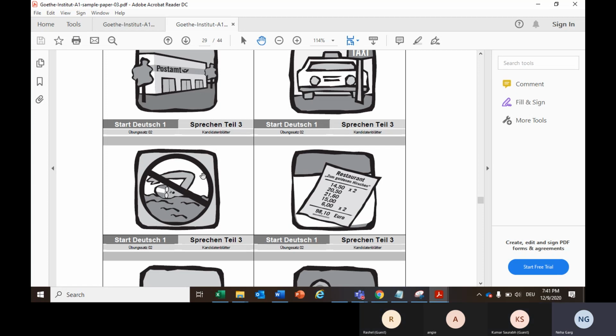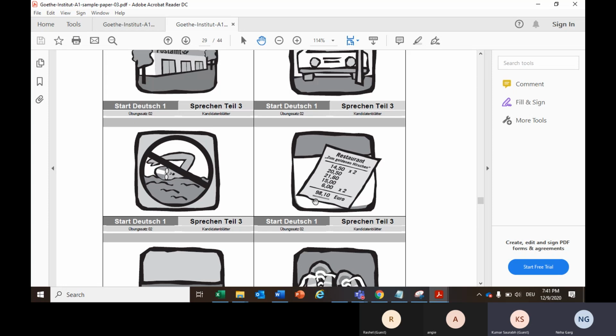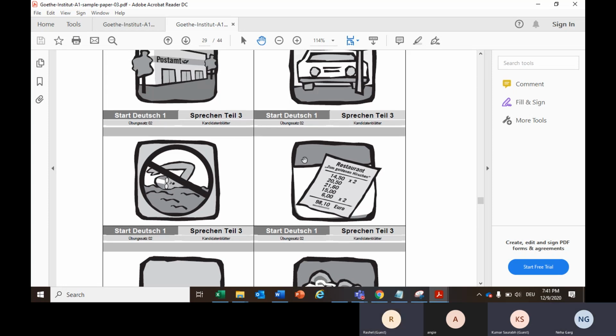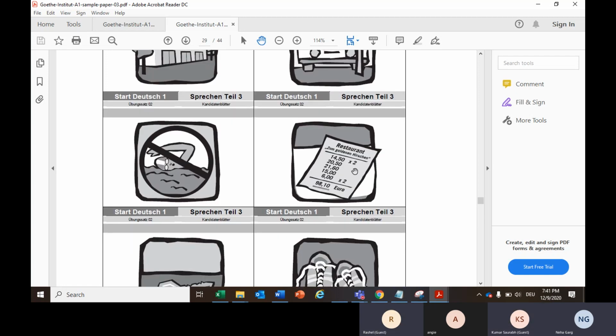So, bitte schwimmen Sie hier nicht. Bitte schwimmen Sie hier nicht. Rachel, yeah, gerne. So he's saying, bitte schwimmen Sie hier nicht. Yeah, kein Problem. Yeah, Entschuldigung. Okay.